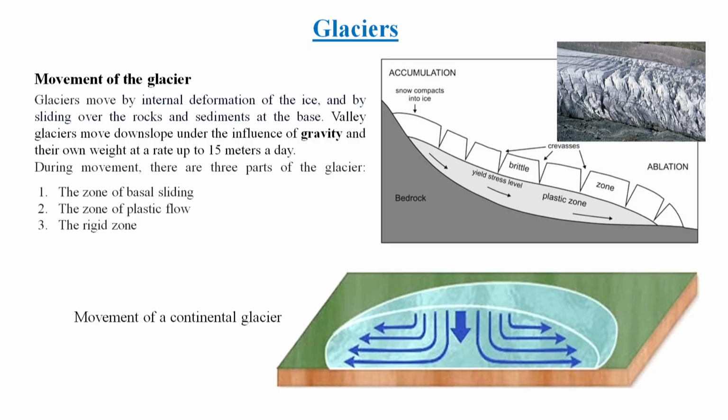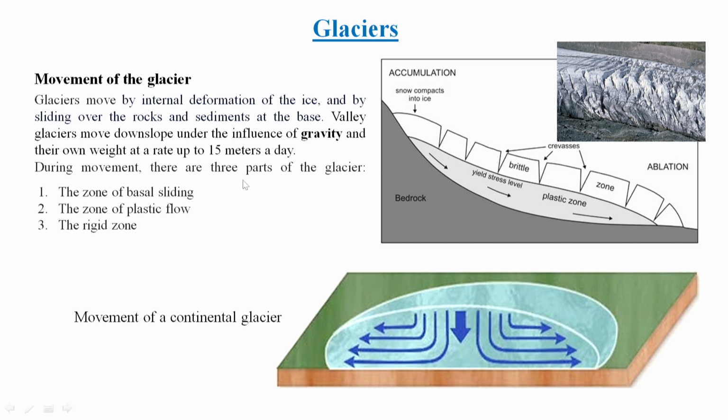But on the other hand, in the case of the alpine glacier, where there is a distinct gradient change over the slope of the mountain, for example, the glacier will also move by internal deformation of the ice and by sliding over the rocks and sediments at the base. So a valley glacier will move downslope under the influence of gravity and its own weight at a rate of up to 15 meters per day.